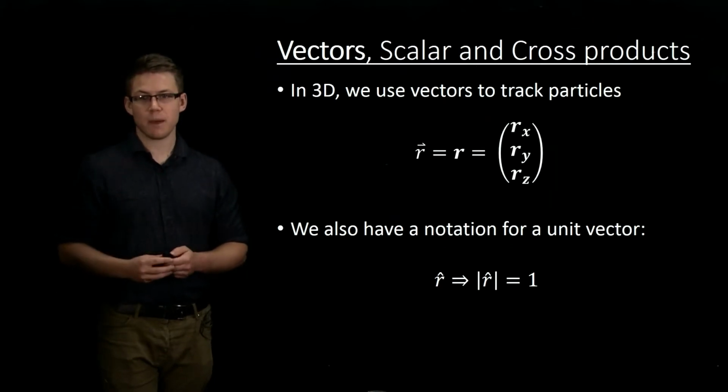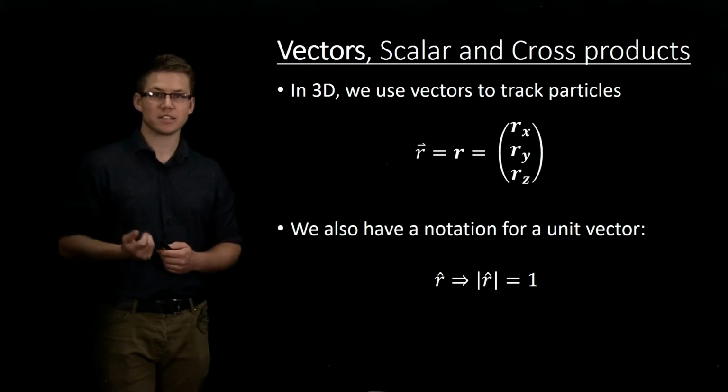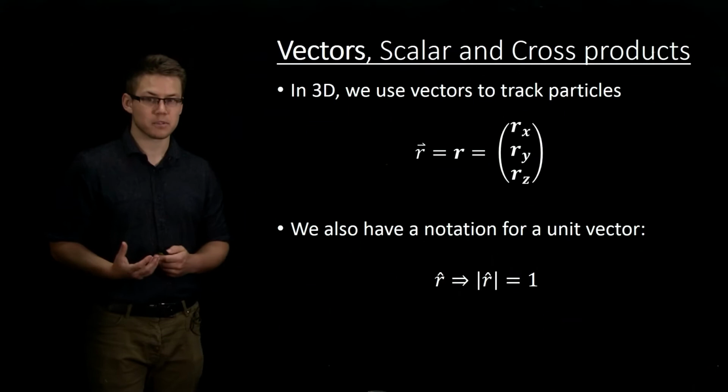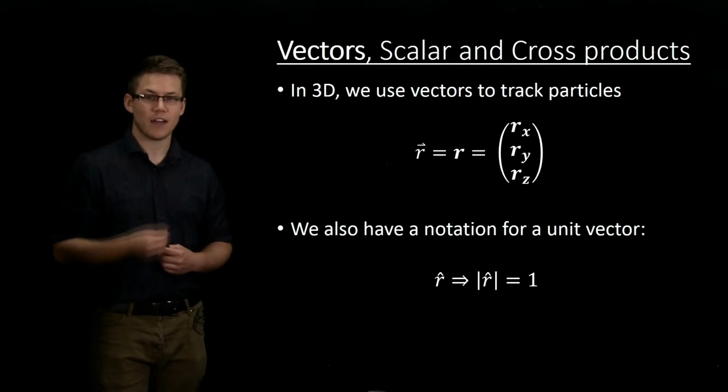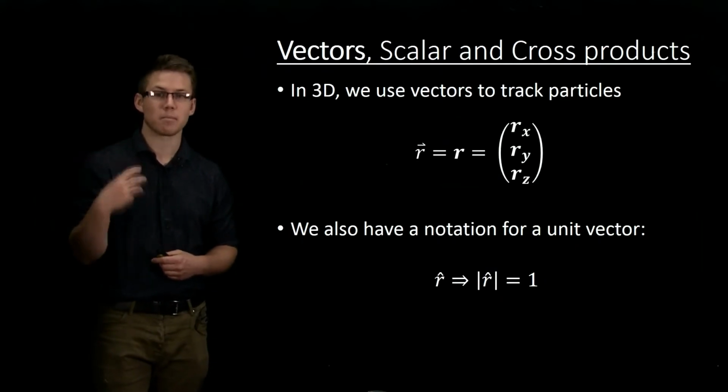One special thing to remember is what we call a unit vector. A unit vector we denote by a hat on the top like this, and this has the special property that if you take the absolute magnitude of this, it's equal to 1. And the absolute magnitude is the length of the vector. So you would need to take the square root of rx squared plus ry squared plus rz squared.